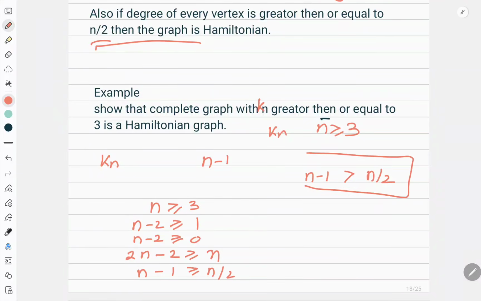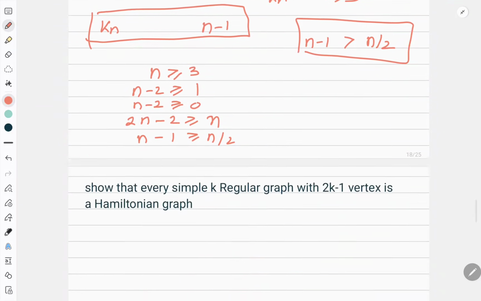I am done. Because what is the statement? If the degree of each vertex is greater than or equal to n by 2, then it is Hamiltonian. And that is what I have proved. But the only result you should remember is this: in Kn, every vertex has degree n minus 1. Okay, now look at the next question.